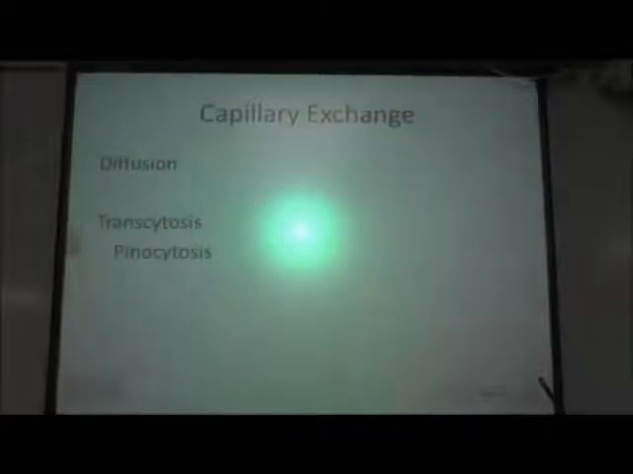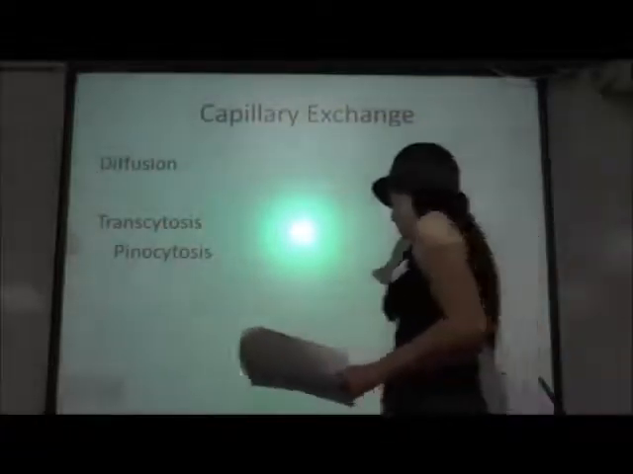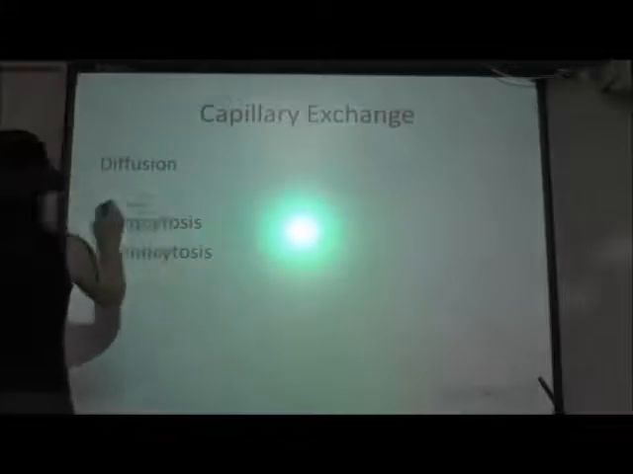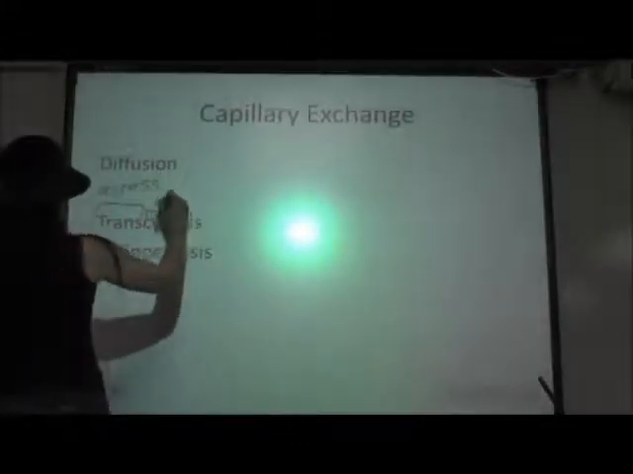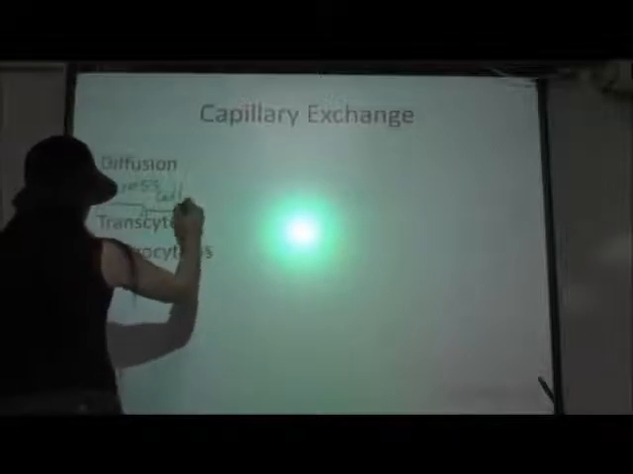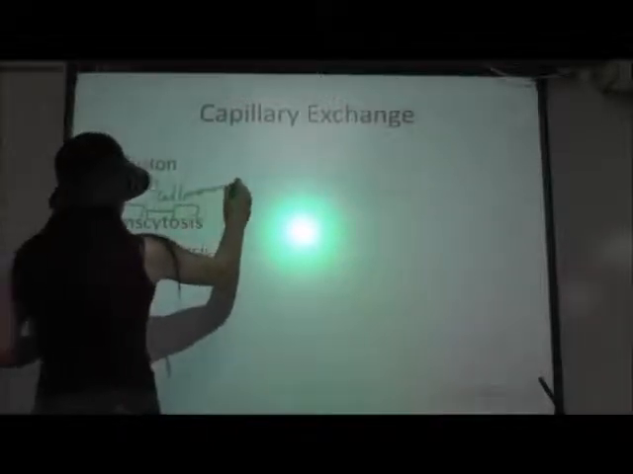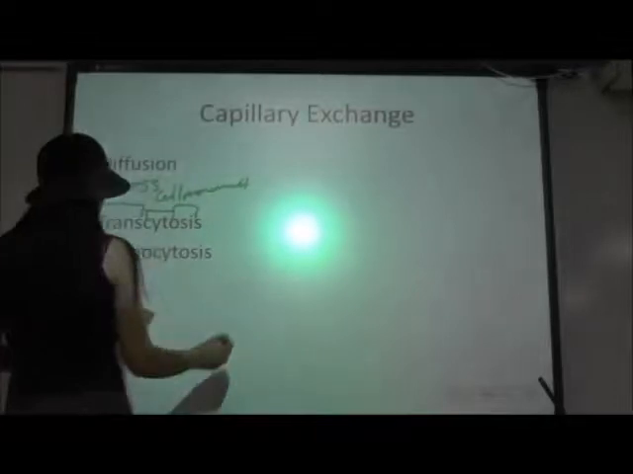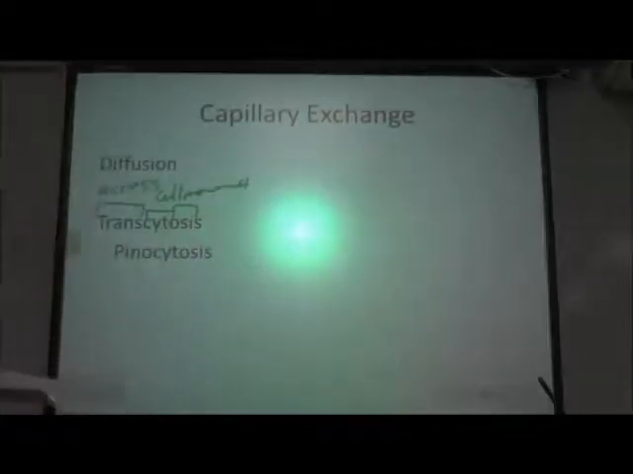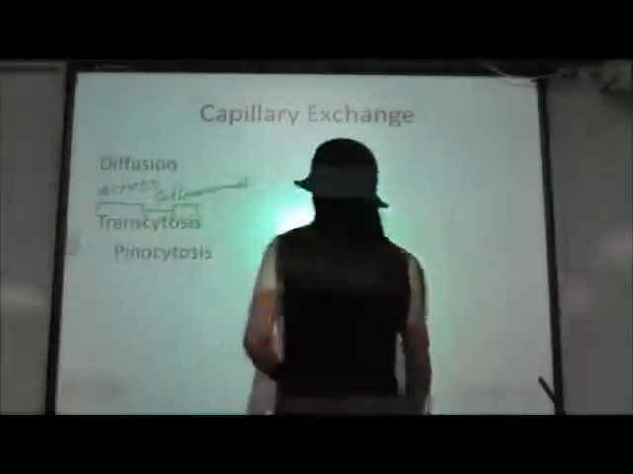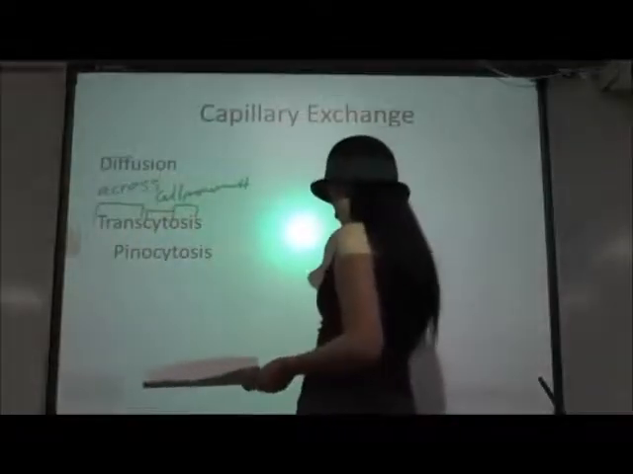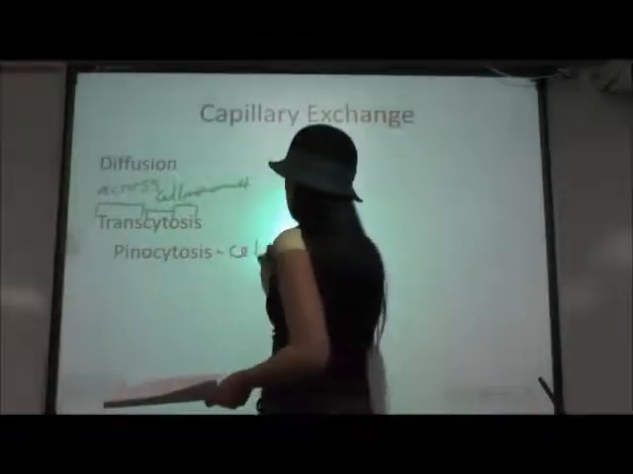Okay, the next mechanism is called transcytosis. We break this word down. Trans means across. And then cyto is the cell. And then osis is our movement. So we're moving things across the cell. So there are going to be 3 mechanisms involved in transcytosis. And the first one is pinocytosis. This is also called cell sipping or cell drinking.